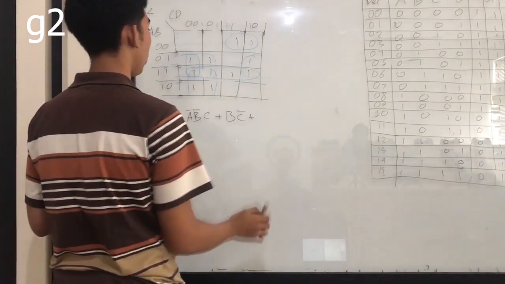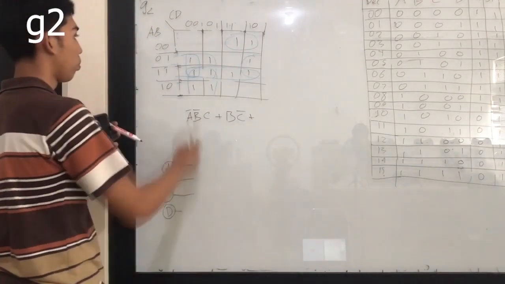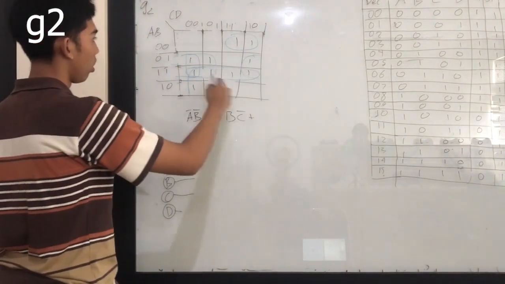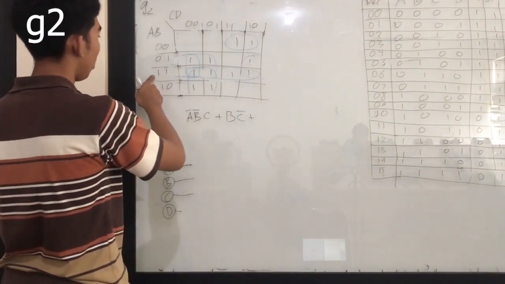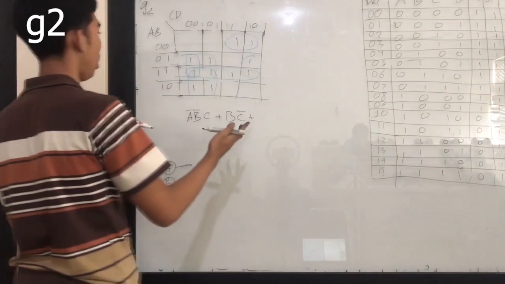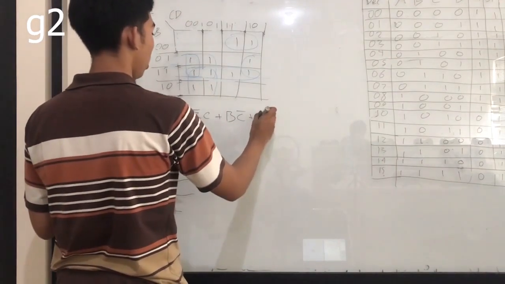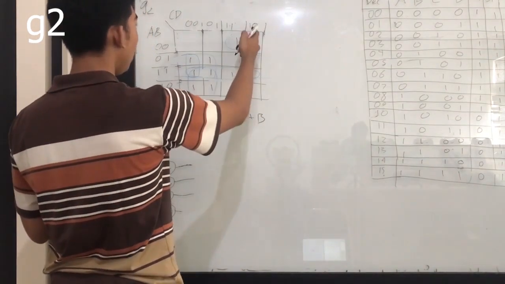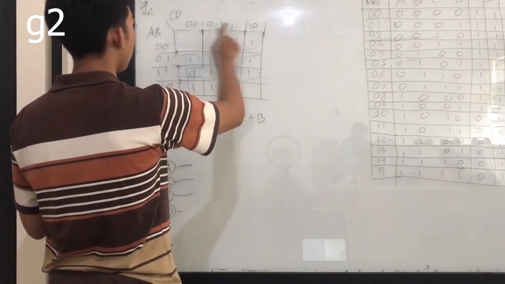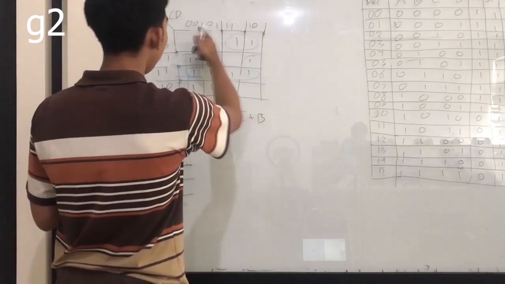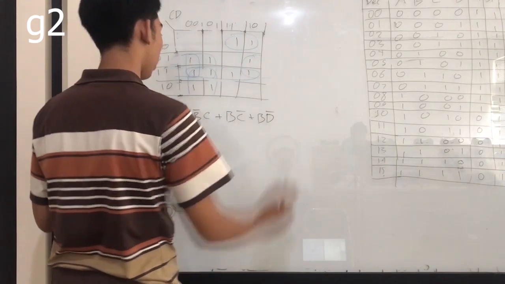Okay, move on to the third group, which is from this. Let's see. A from 0 to 1, so no A. B, yeah. And C, D. C goes from 1 to 0, so no C. D is still 0, so D inverse.